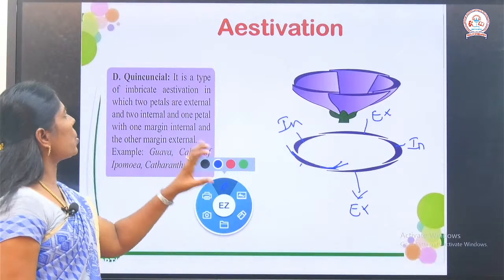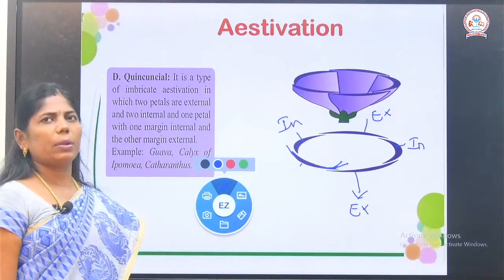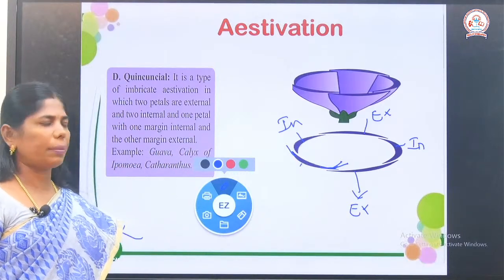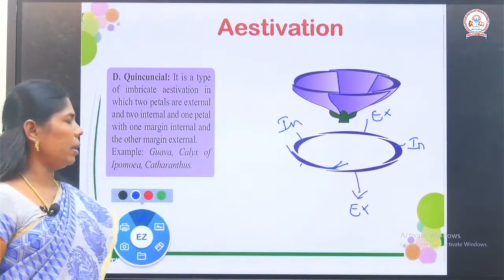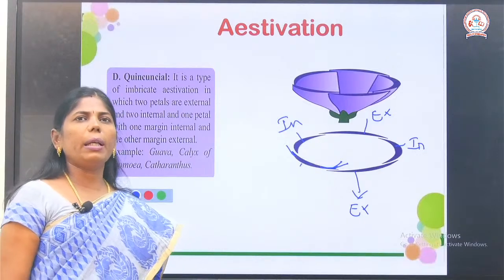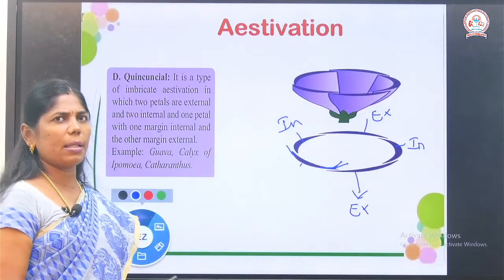Okay, so this condition is called the quincunxial type of aestivation. This we can see in the Guava and Ipomoea. Guava and Ipomoea, the calyx is arranged like that.